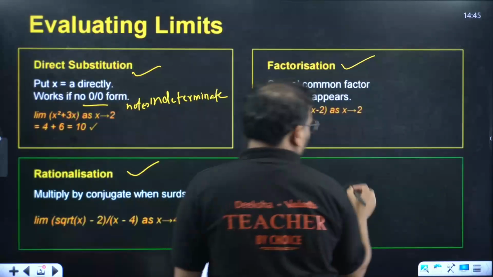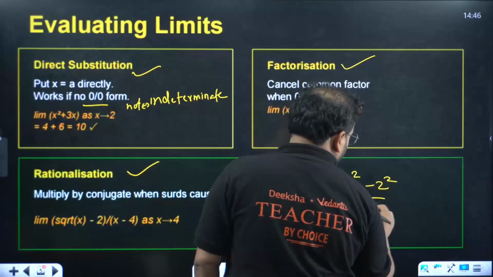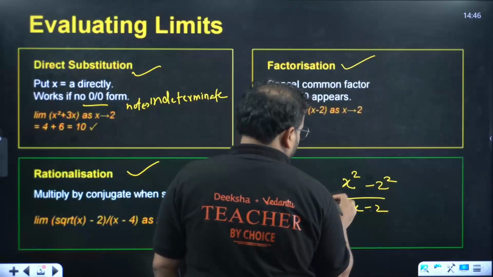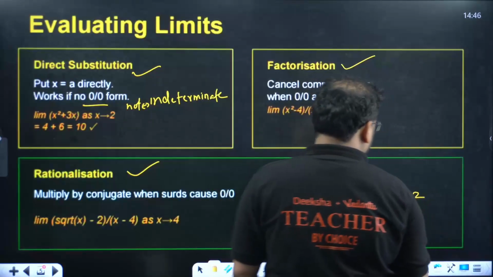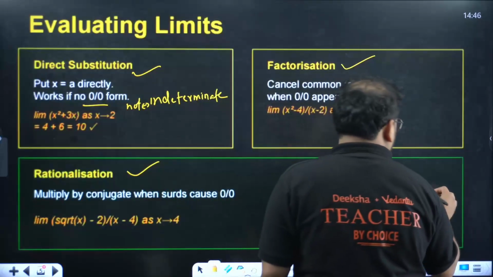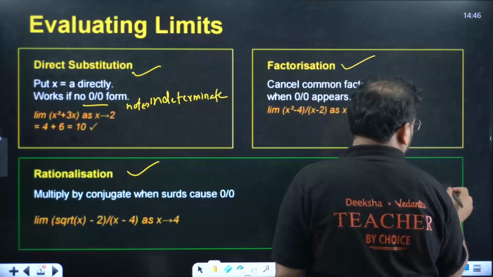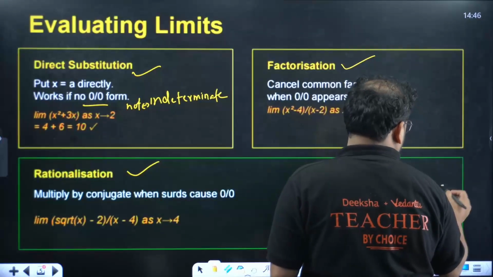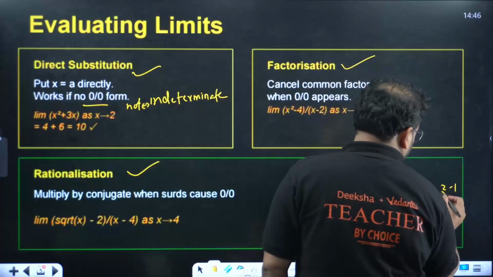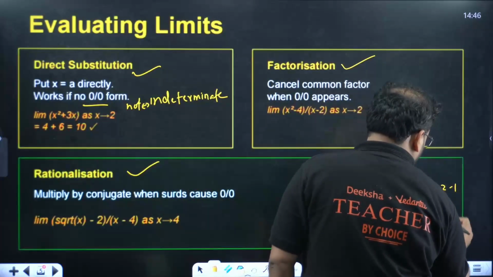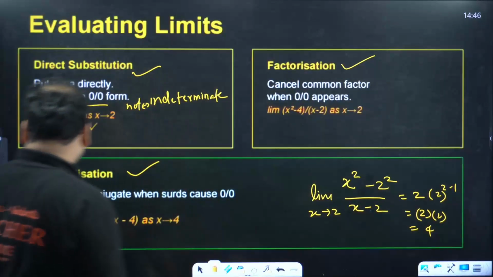Check. If I go with the standard limits, the limit of x square minus 2 square upon x minus 2, when x tends to 2, is n times a power n minus 1, which is going to be 2 times 2 power 2 minus 1. This becomes 2 times 2, how much is that? 4. This is the standard limit. This is the use of standard limits.